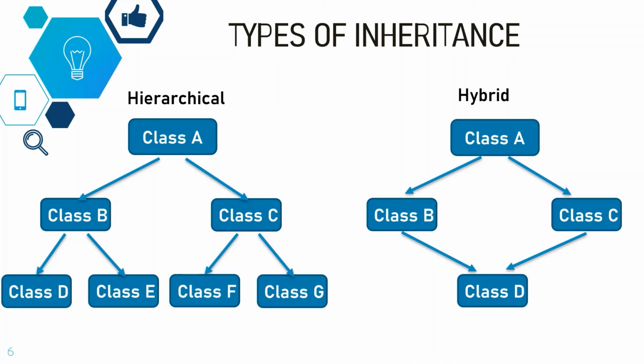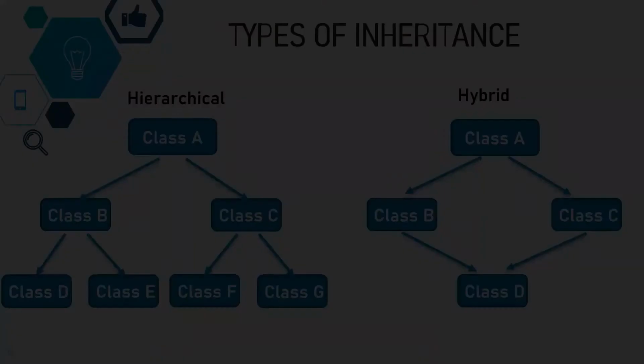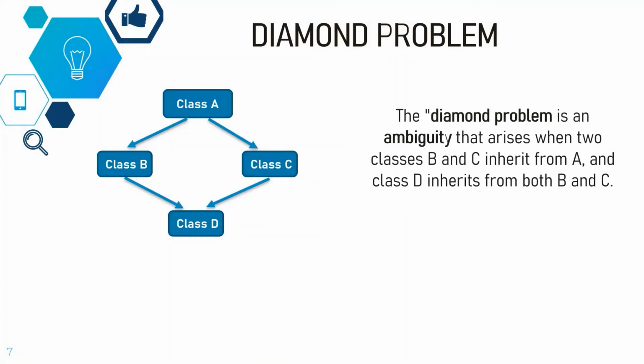So let us try to understand what we mean by the diamond problem. The diamond problem is an ambiguity that arises when two classes B and C inherit from A and class D inherits from both B and C. For example, if class A has certain qualities X, this quality X will be inherited by class B and class C both, and they will possess their own unique qualities Y and Z.